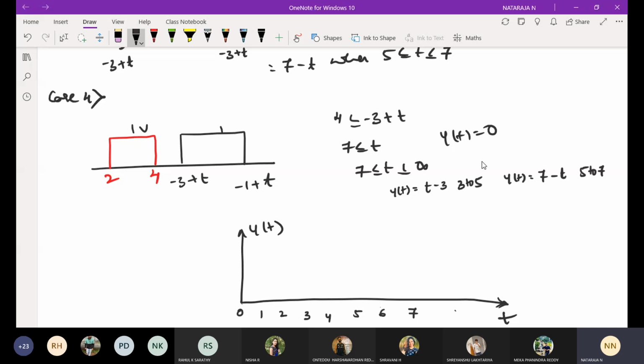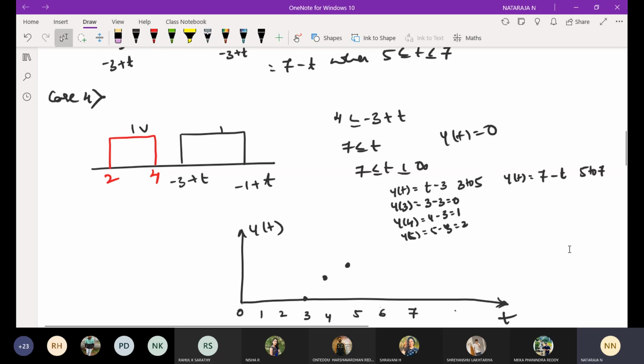Now what will you do? Substitute t is equal to 3 initially. Y of 3 is equal to 3 minus 3, 0. Y of 4 is equal to 4 minus 3 is equal to 1. Y of 5 is equal to 5 minus 3 is equal to 2. Substitute the values. At 3 it is 0. At 4 it is 1. At 5 it is amplitude 2.